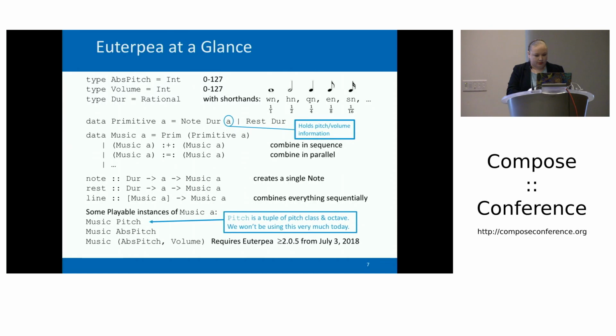We are not going to be making too much use of the Music Pitch type. I'm going to start with it just because it's real easy, but very quickly we're going to move into Music AbsPitch because it's really good for working with lists of numbers, and modeling interactive jazz is a very list-of-numbers kind of thing.